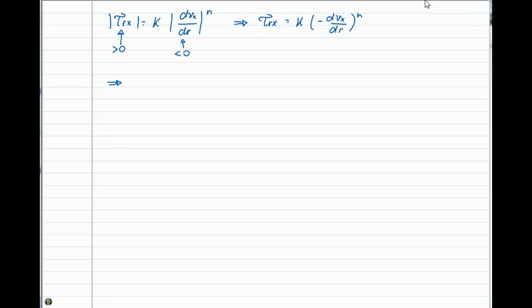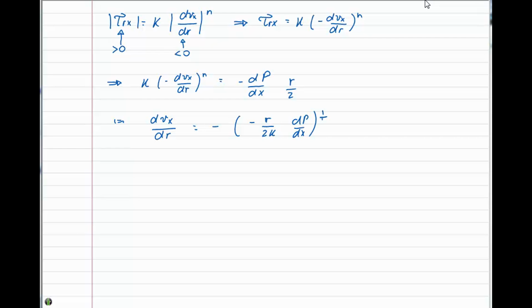We now have two expressions for tau, and thus we can put them into one single equation. Since we are looking for the velocity profile, we somehow need to isolate Vx. We divide by k and cancel out the power n on the left by raising everything to the power of 1 over n. We then integrate the expression and can isolate Vx.